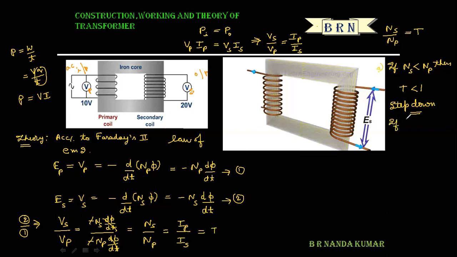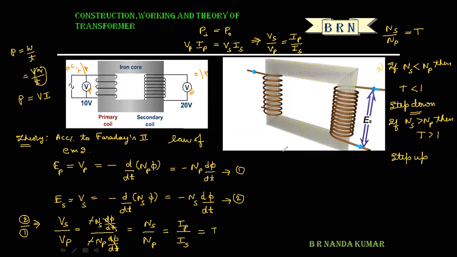So if Ns is more than Np, then the turns ratio is more than 1. So then the transformer behaves like a step up transformer, right? The number of turns in the secondary coil is more than the number of turns in the primary coil. So then the transformer behaves like a step up transformer.